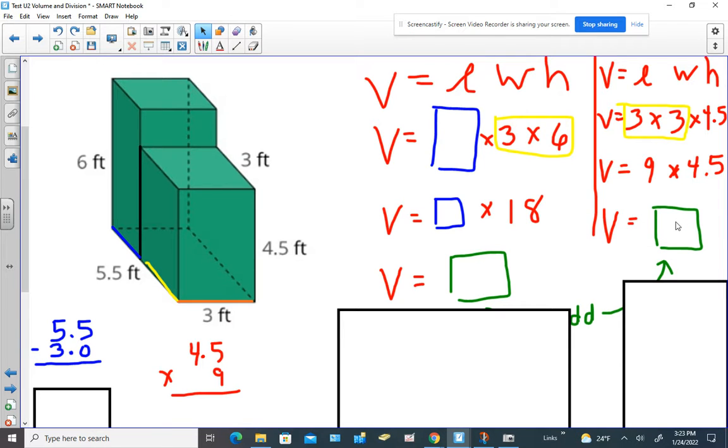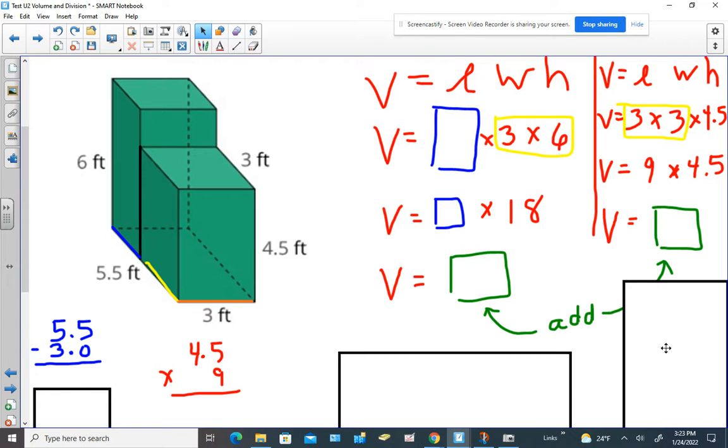Now, to get the volume of the entire thing, you're going to add what you got when you multiplied this number times 18, and the number that you got when you did 9 times 4 and 5/10, and you'll add those two things together, being very careful to line up the decimals because we're adding, and that will be your final answer. Good luck finishing that up.